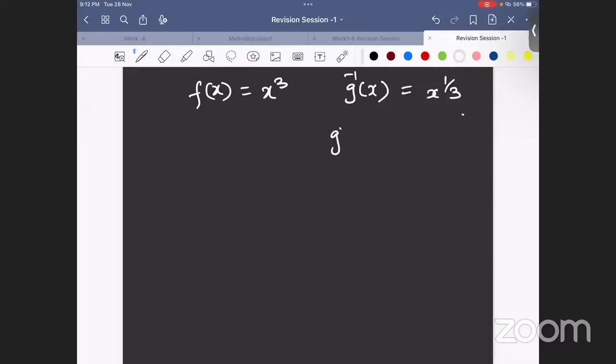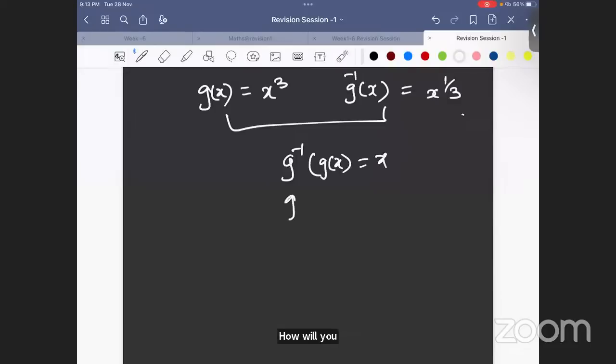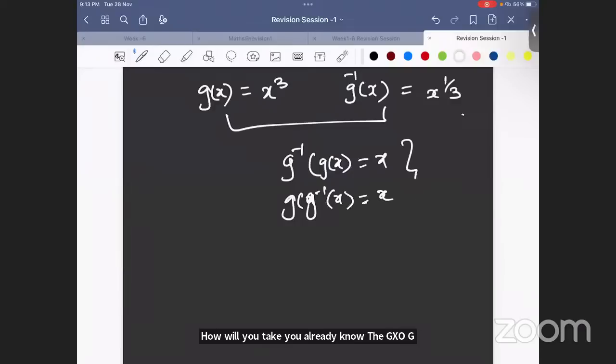Now let me know whether g inverse of g of x is equal to x or not. You just have to check whether these functions are inverse of each other or not. How will you check? You already know g inverse of g of x should come to be x, or g of g inverse of x. Check whether you are getting this or not. So in the statement you can get this type of problem.